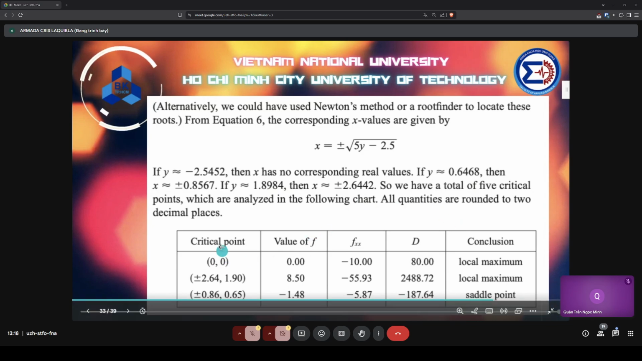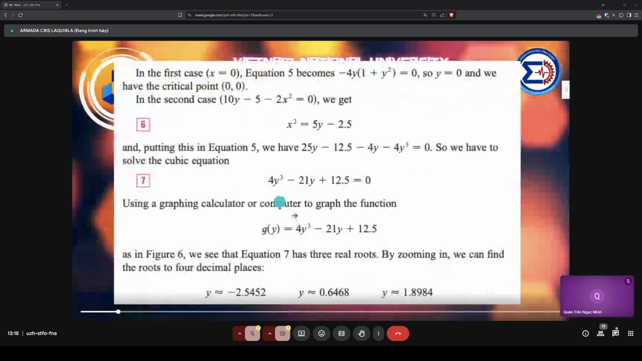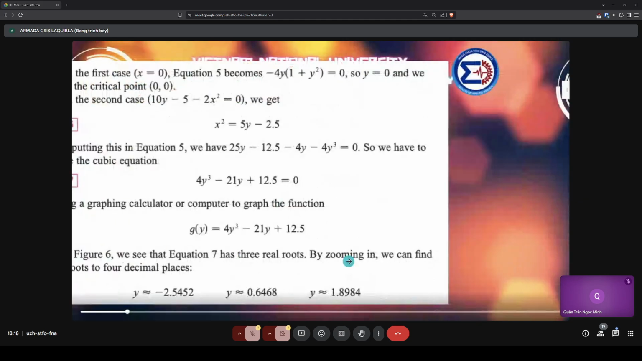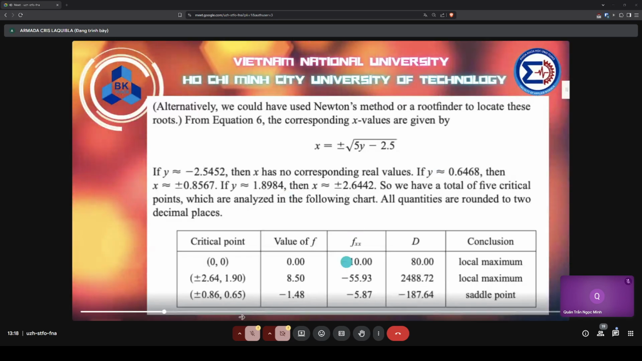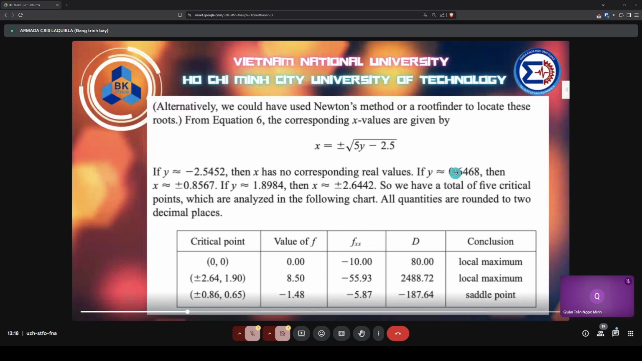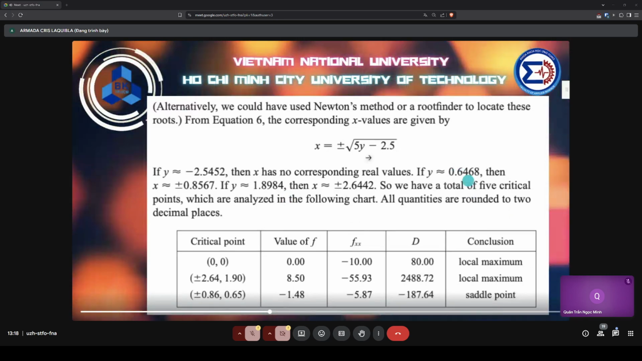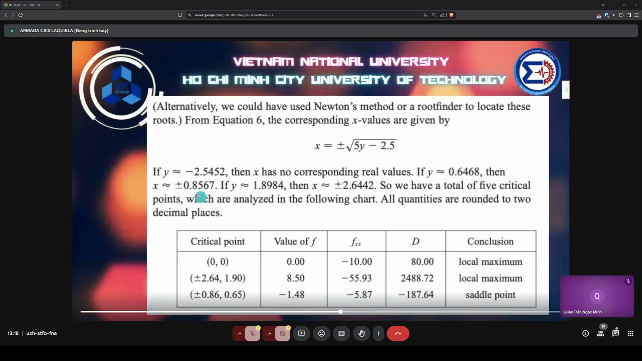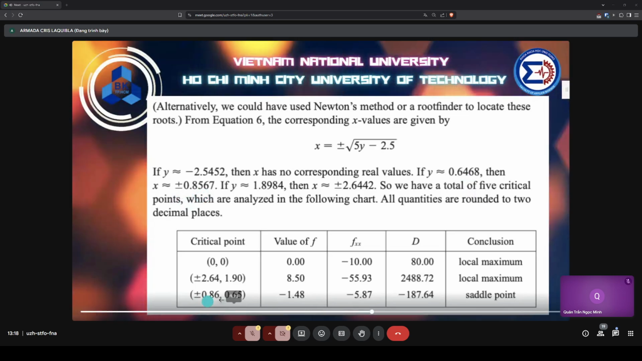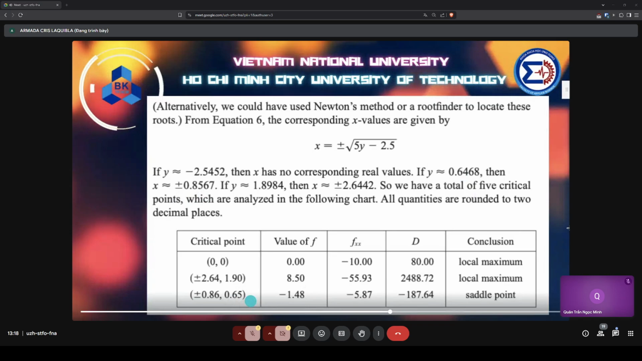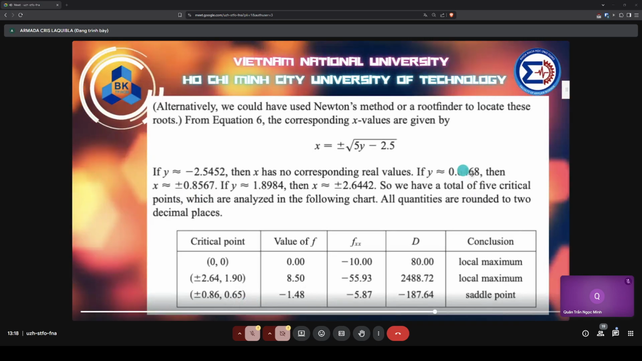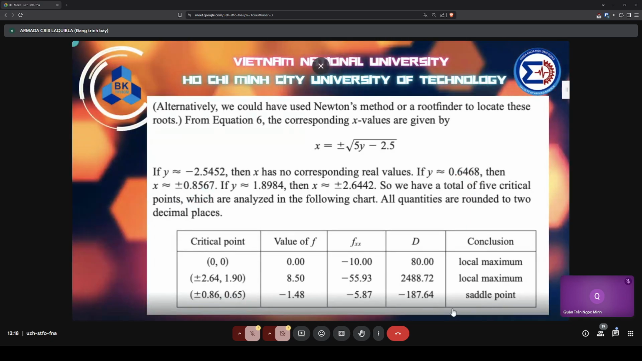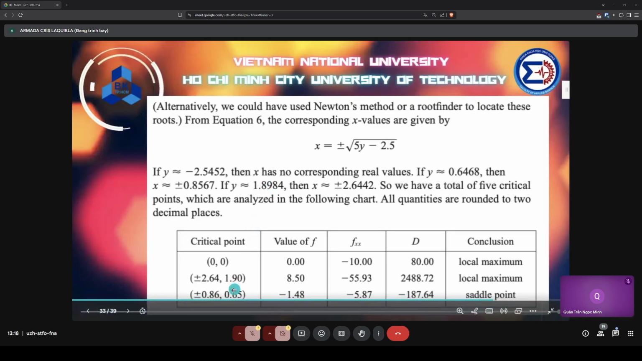First is the 0, 0 as a critical point. Next, we have this one. So five critical points. The 0.6468, partner it with the 0.85, positive and negative, which is this one. We just estimate it as 0.65 here. And then this one, 8.8567 becomes 0.86, the last one. Here, the 1.98984 becomes 1.9, and then the 2.64 becomes 2.64 there.